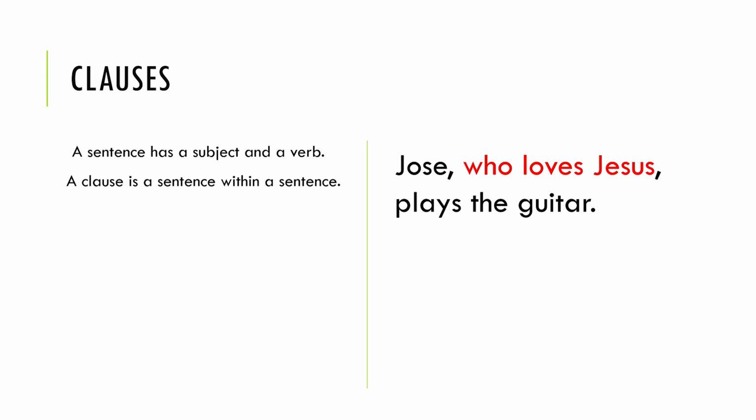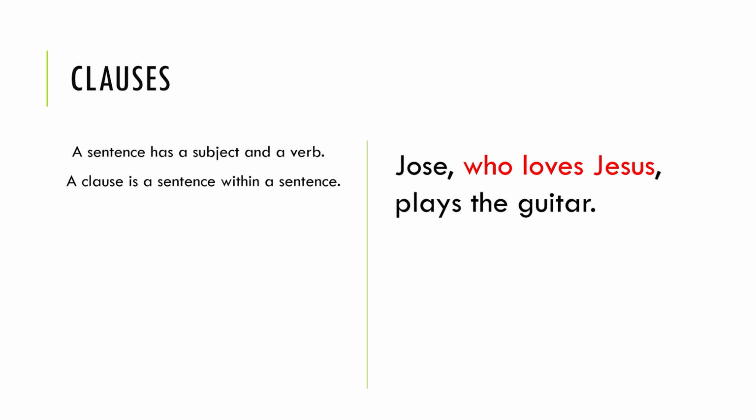So Jose plays the guitar is still the actual sentence, but you have within that sentence a smaller clause. And that clause has its own subject, verb, and direct object. So Jesus is the direct object of the verb to love, and who is the subject. So notice you've got a sentence within a sentence, and we will call that a clause. That little sentence inside of that sentence is called a clause.